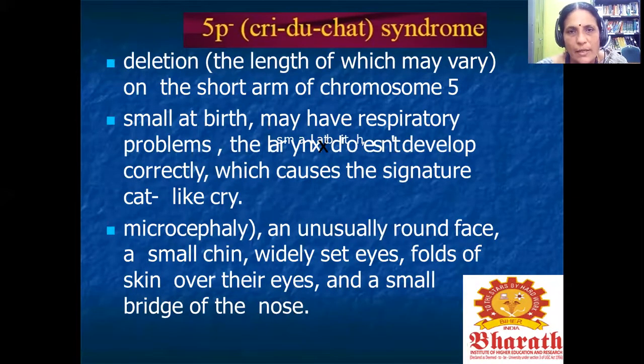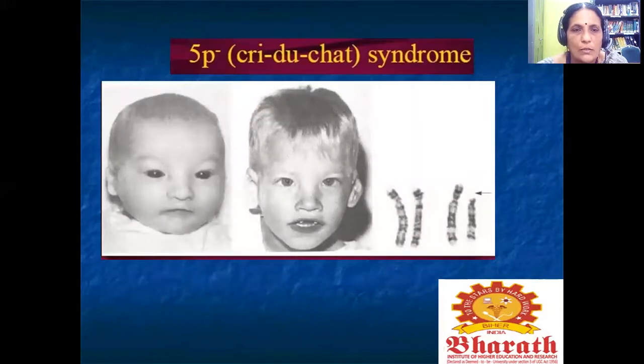See about the 5P Cri-du-chat syndrome. A deletion on the short arm of a chromosome. Small at birth, may have respiratory problems and also the larynx develops incorrectly, which causes the signature cat-like cry. Microcephaly and unusually round face, a small chin, widely set eyes, folds of skin over their eyes, and a small bridge of the nose. See the picture of Cri-du-chat syndrome.